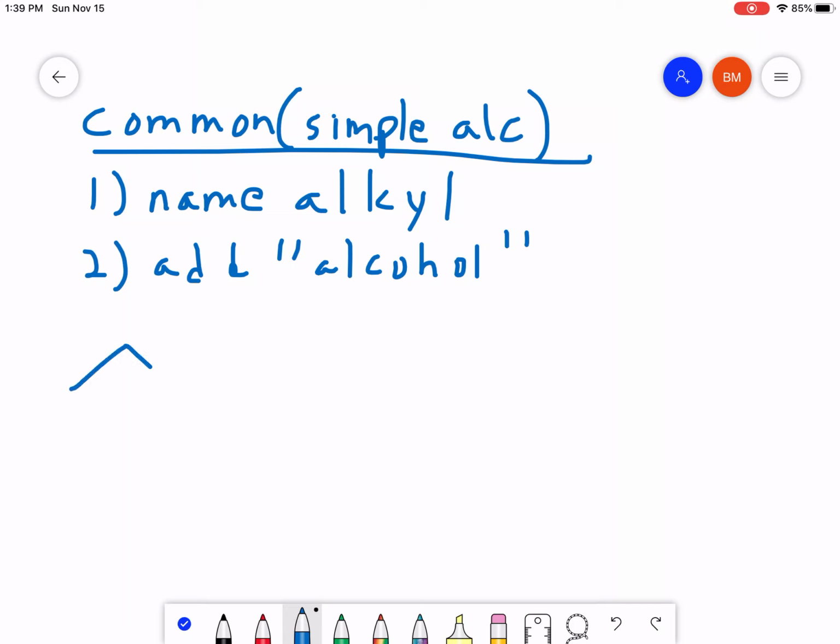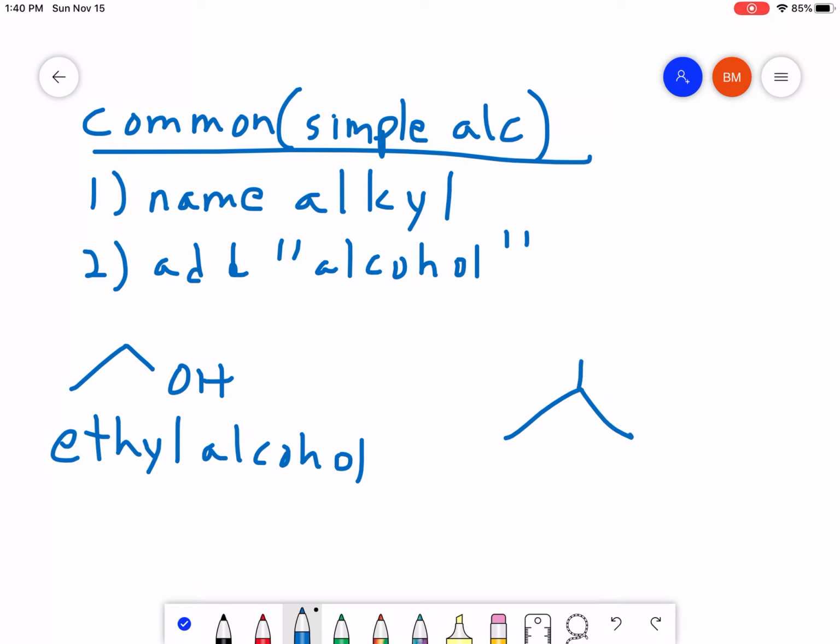So if you had something like this, right? The IUPAC name for this one is going to be ethanol. The common name for it would be ethyl, because there's a 2-carbon alkyl group, ethyl, alcohol.